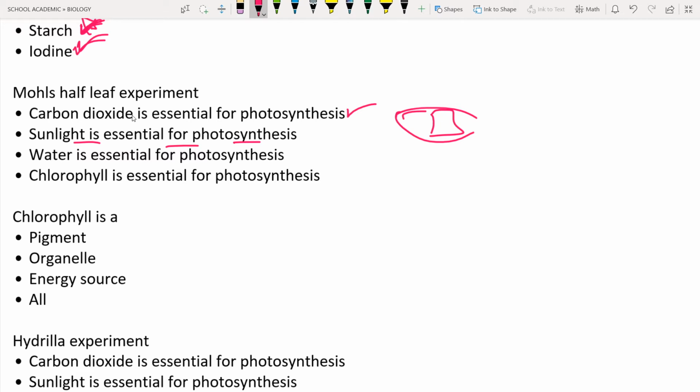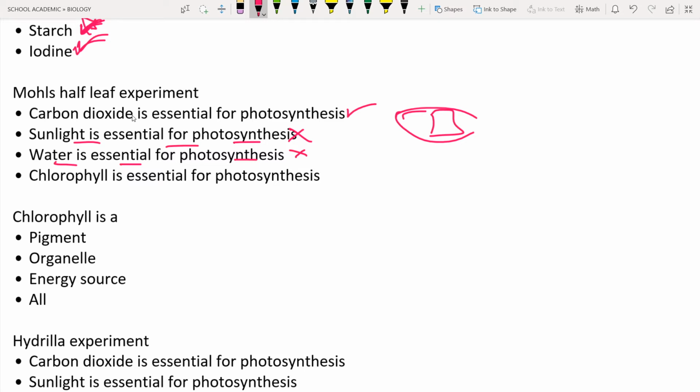So the region of the leaf which is covered by the black cardboard is not going to show any color. So we can identify that sunlight is essential for photosynthesis. But the moll's half-leaf experiment has no relation with sunlight. And we will go for the other, third option, that is what is essential for photosynthesis. So the moll's experiment is not satisfying this answer.